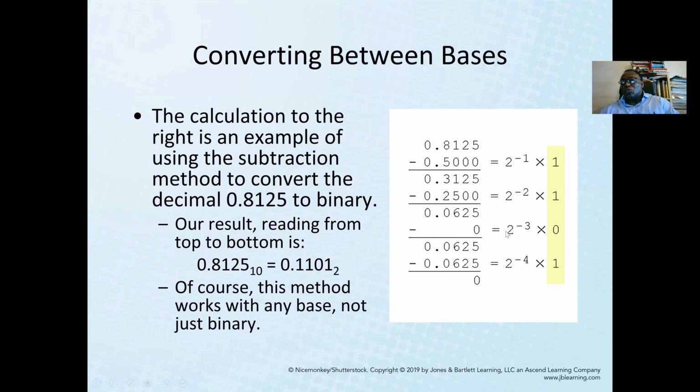We don't stop at this 0. The reason why, because 2 to the power negative 3 was bigger than 0.0625. So we put a 0 digit. Then we move to the next step. 2 to the power negative 4 was 0.0625. Okay, so since it's the same, the difference is 0, we stop there and we keep 1. So our solution is given to be, again, this is a decimal value, so it will be 0.1101.